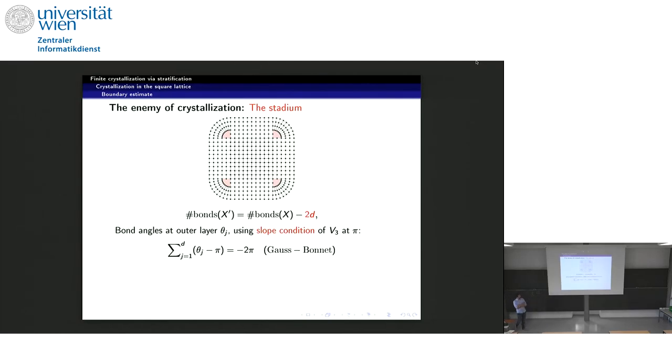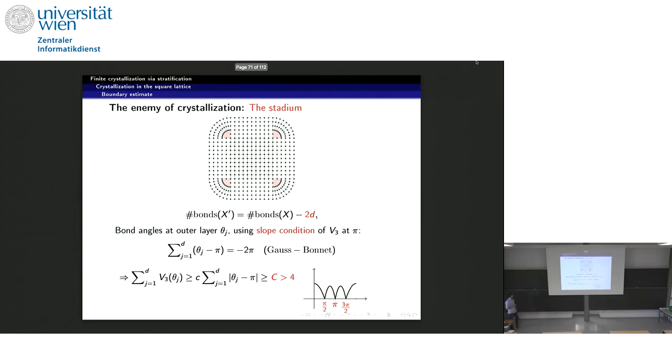They take this outer chain, and they call theta j the interior angle of this polygon. And they sum up all these angles, or better to say, they sum up the deviation from pi. And then this sum will give you minus 2 pi. The reason for that is just counting the angle sum in a polygon. Or if you want to phrase it in a more sophisticated way, it's a discrete version of Gauss-Bonnet.